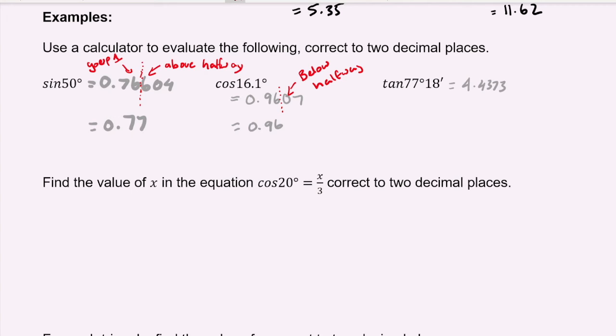Again, we're cutting off at that 2nd decimal place. We are once again above halfway. So our answer will be 4.44. So remembering to round off appropriately.